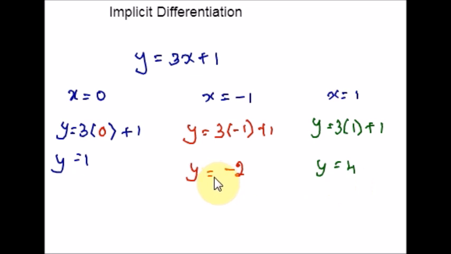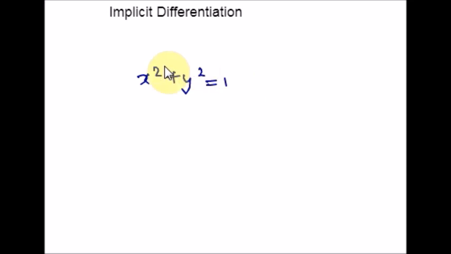However, some functions y are written implicitly as functions of x. In other words, the function is written in terms of x and y. In these cases, we have to do some work to find the corresponding y value for each given x. Okay, let me take one example of an implicit function. Here is an example.